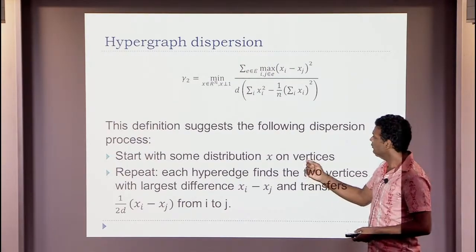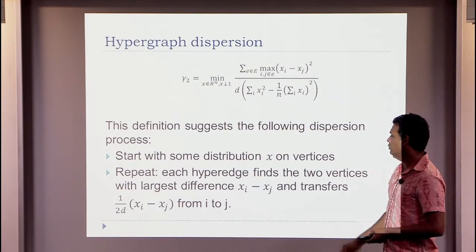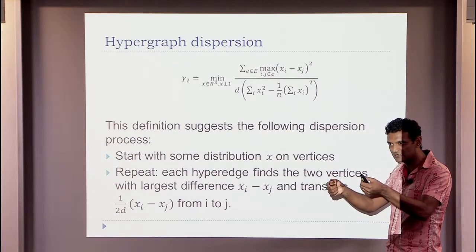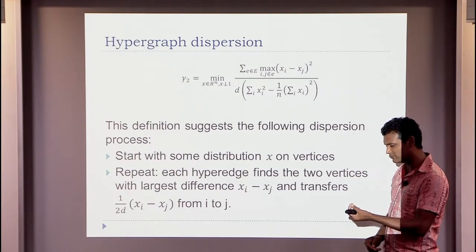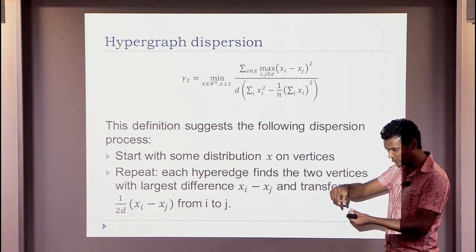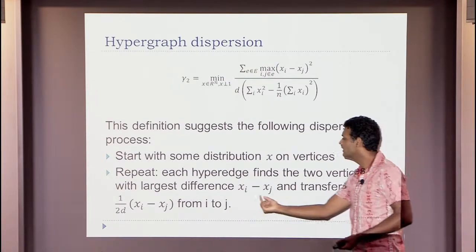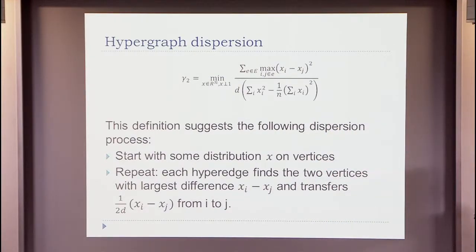Here, you pick a random hyperedge. You look at the pair of vertices that have the largest difference. So if you stick to vertex expansion, you pick the neighborhood of a vertex, including the vertex, and you see which neighbor has the largest difference with it. And you make a little transfer of mass between those two. Only 1 over 2d times the difference between the two. So wherever you see the maximum discrepancy, you transfer some mass. That's the process. What is D?